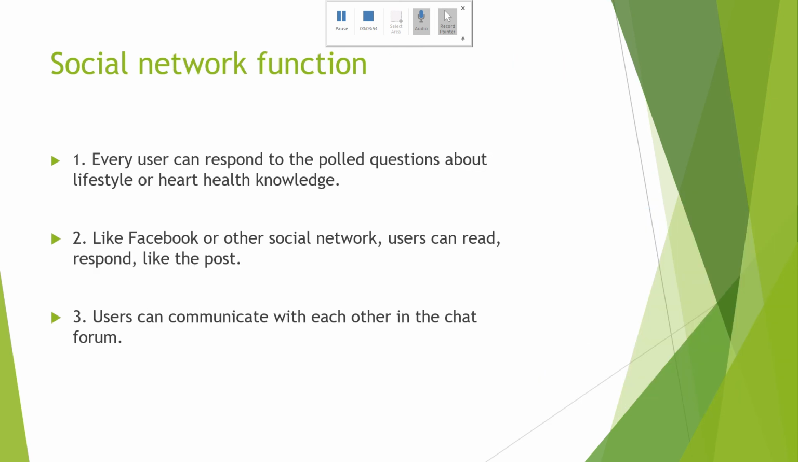So for the last function, the social network function, every user can respond to the questions about lifestyle or heart health knowledge provided by the maintenance team, and also, like Facebook and other social network media, users can read, click like, or respond to the content posted by other users. In this way, users can communicate with others who might share the same or similar experiences.